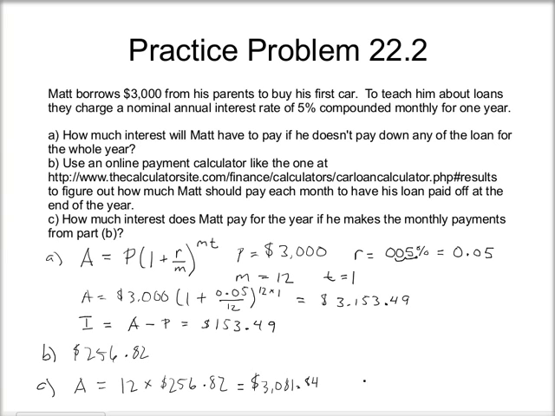So the total amount he pays if he makes those monthly payments is $3,081.84. And again, I want to figure out the interest, and the interest is going to be equal to the amount he pays minus the principal, and in this case that's going to be $81.84. So if he makes his monthly payments, he pays a lot less in interest than if he just waits to the end of the year to pay off his whole loan.